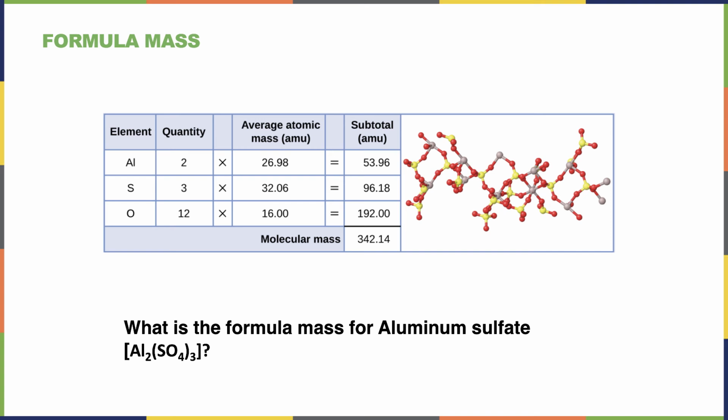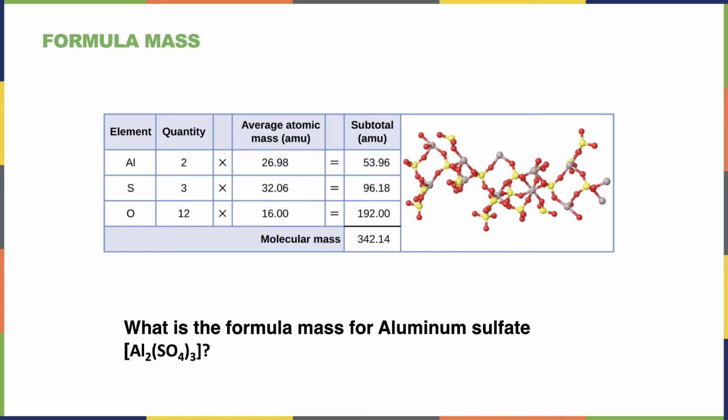2 times 26.98 is 53.96. 3 times 32.06 is 96.18. And 12 times 16 is 192. You add those three together, you get 342.14 AMU for the formula mass or molecular mass of aluminum sulfate.